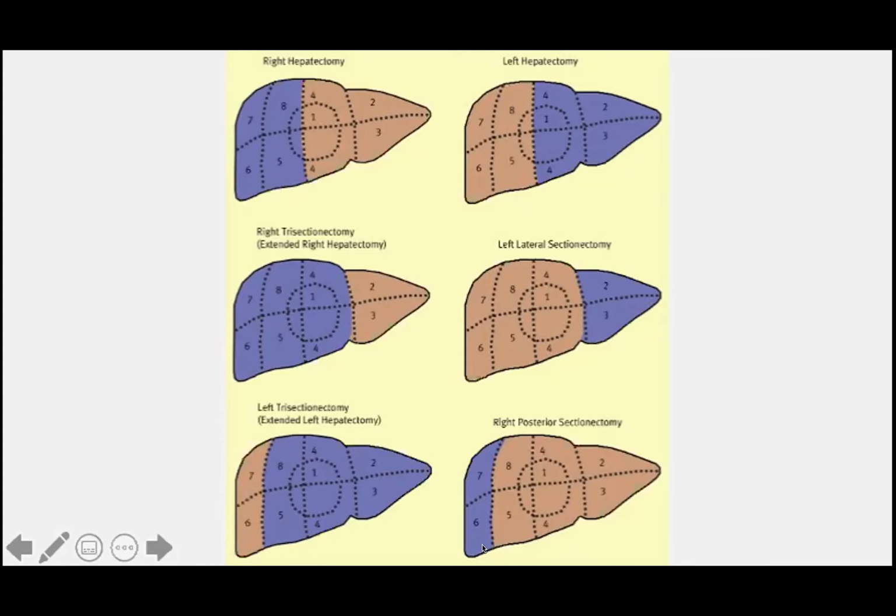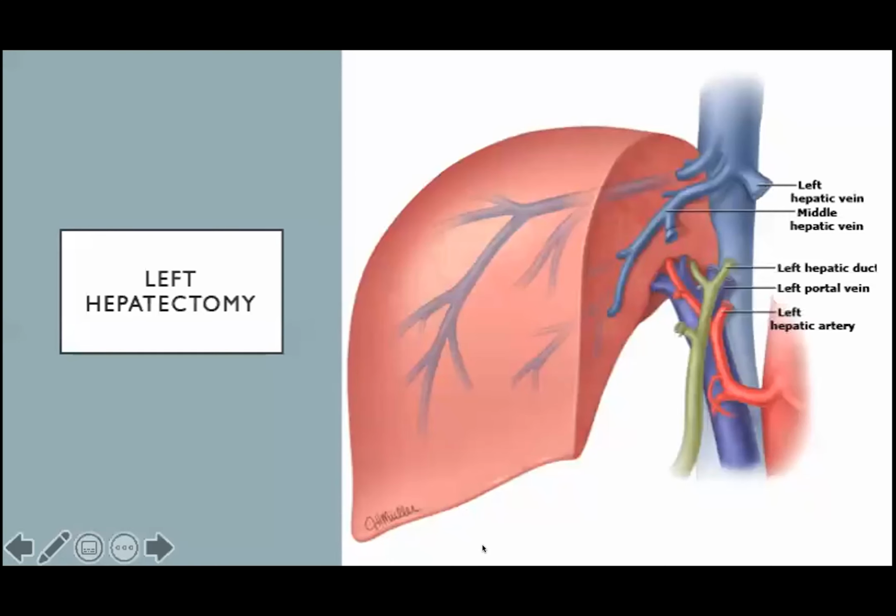I know this is a lot of information and there's a lot of buzzwords. Here's what a left hepatectomy looks like. So I appreciate everyone paying attention. Why don't we take a 5-minute break and then we'll go over the paper that established the Milan criteria.